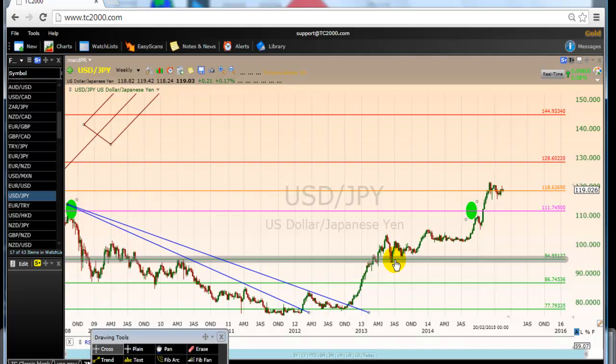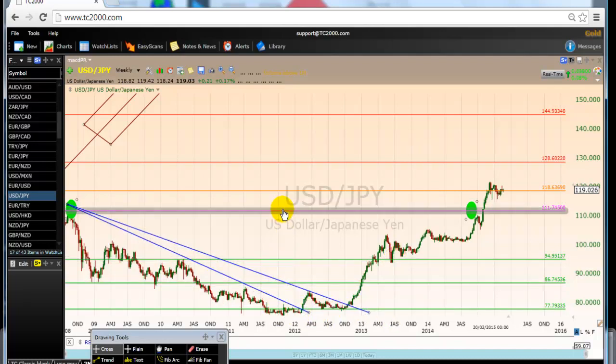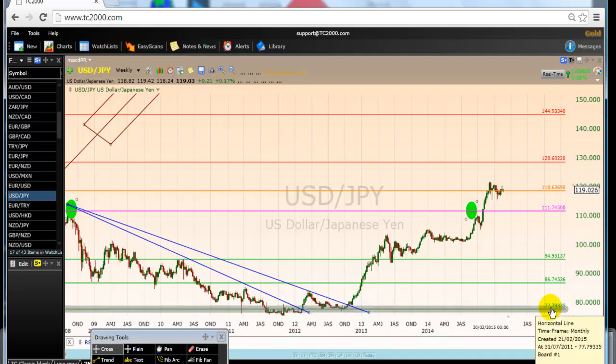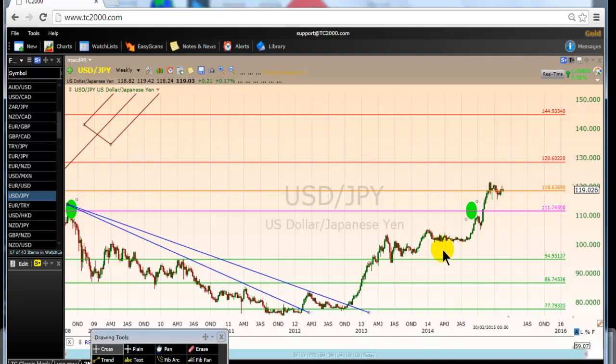Support level 3 is the lower part of the range, the lower part of the round bottom. See this round bottom? I just drew it here. You see, I didn't go to the lowest point. I chose this level here. Support level 3 at 77793. Beautiful number, easy to remember. So these are the key levels that we want to pay attention to if you are trading the dollar yen.